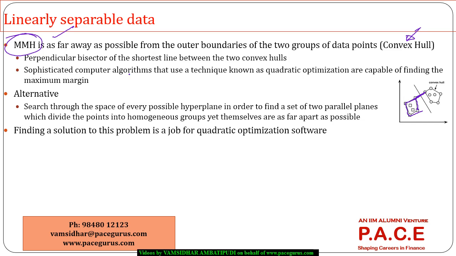So here we see that sophisticated computer algorithms use a mechanism called quadratic optimization, and using this quadratic optimization they are quite comfortable in terms of identifying the maximum margin hyperplane. So that is the major thing that we are talking of. You first draw a convex hull for all the points, which is the outer boundaries of both the groups. Look at the shortest distance between the two convex hulls and draw a line, and then take the perpendicular bisector of the same. That is what we are calling the maximum margin hyperplane.